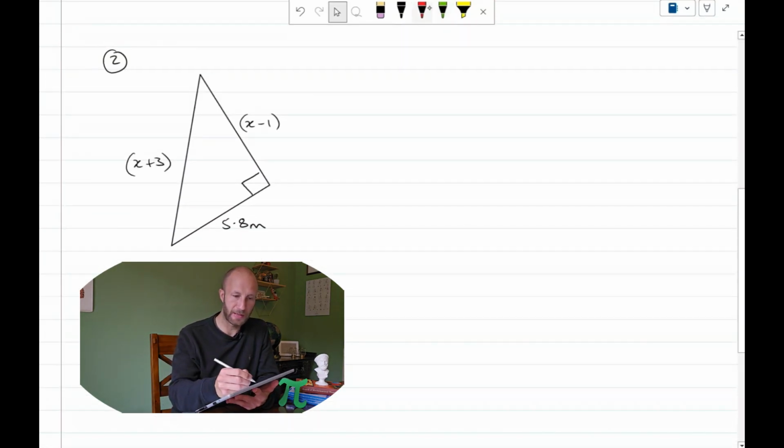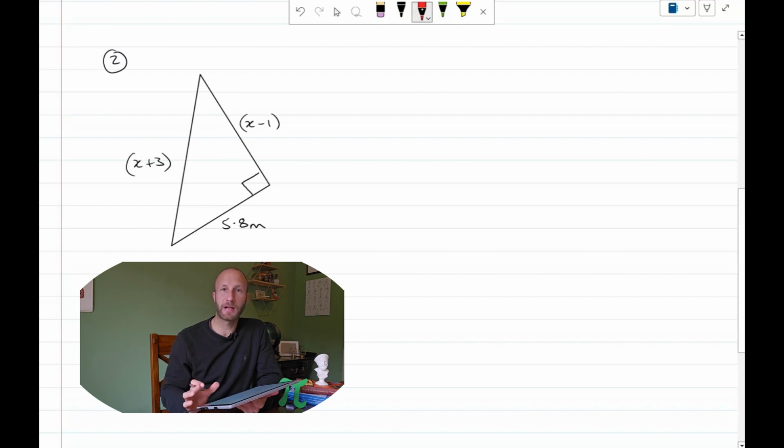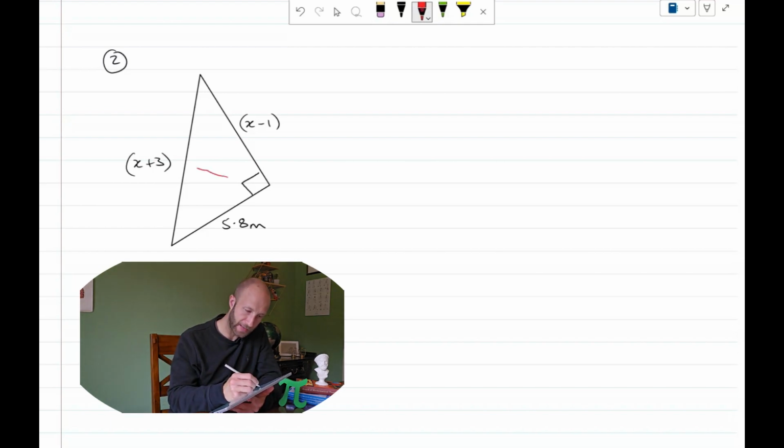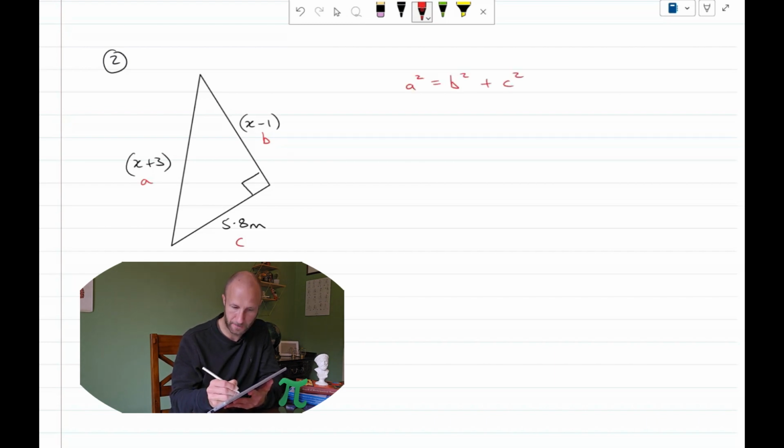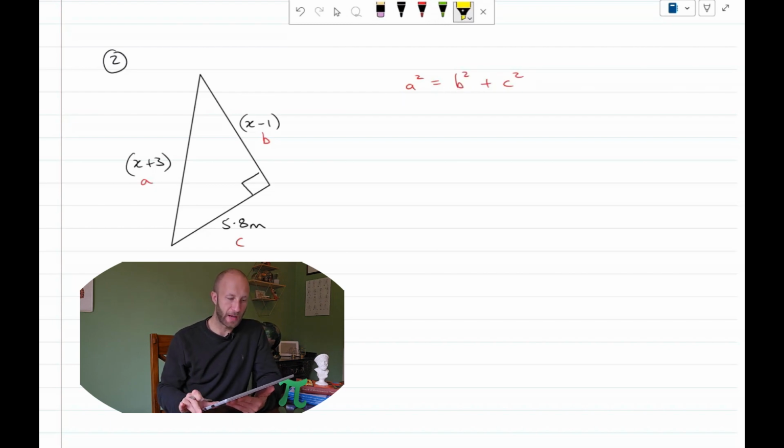Okay, similar kind of idea, second question. So again, right angle triangle, lengths, we can use Pythagoras. So opposite the right angle, we're going to call A. B and C don't matter. And then I can write my formula down, A squared equals B squared plus C squared. Just give myself a bit more room there. And then I can sub in.